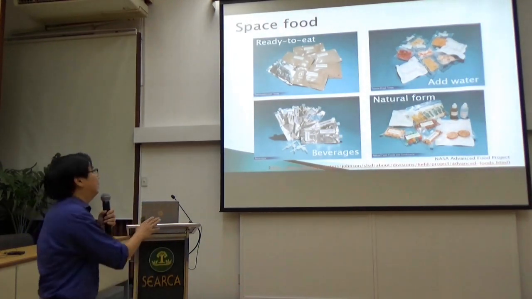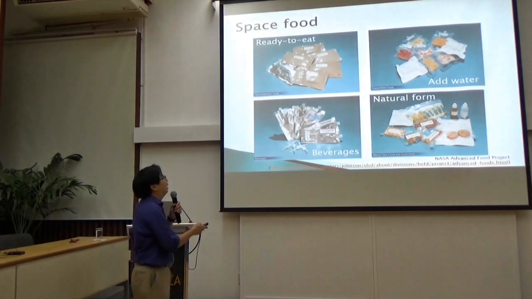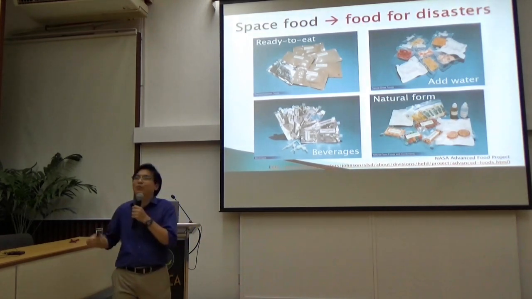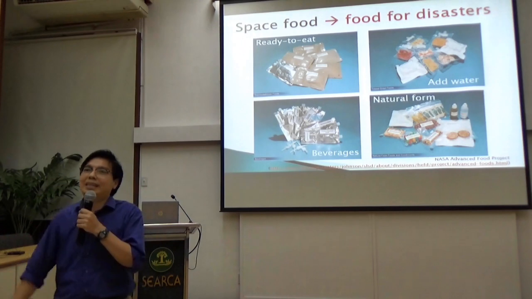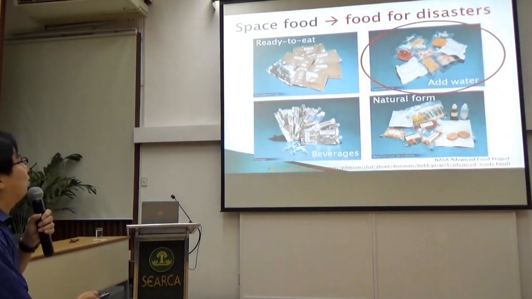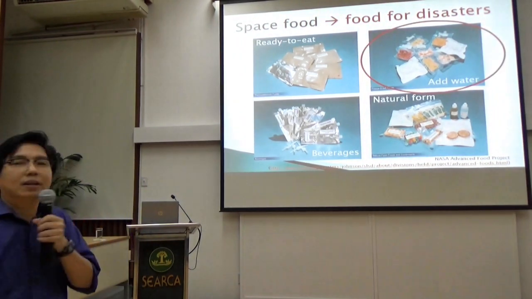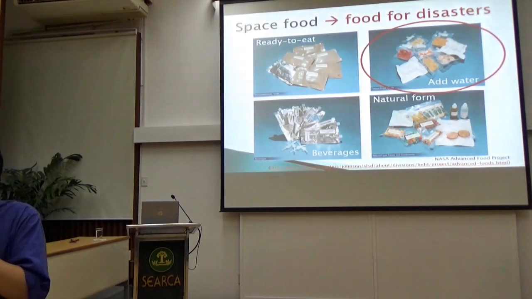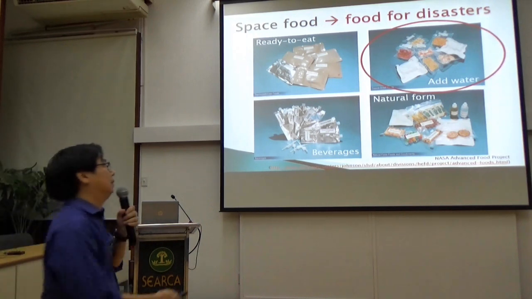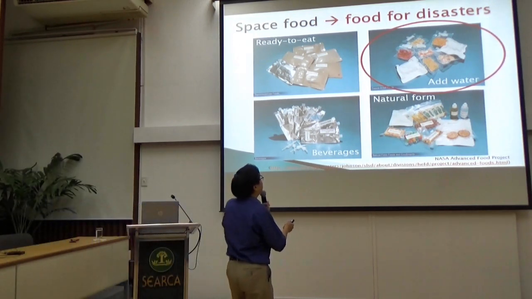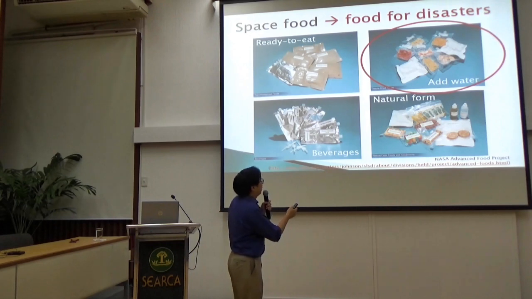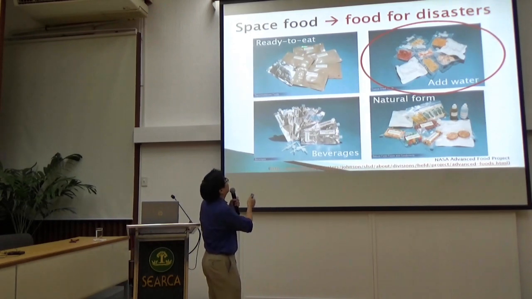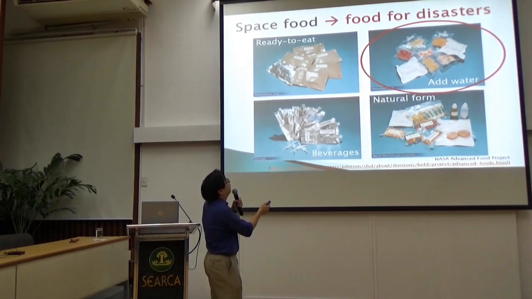This is the typical space food, no? Okay? Maybe we can change them to food for disasters. So that was the idea. Okay? And basically, we focus on this part, the add water. These are freeze-dried. But we're not going to use freeze-dried because freeze-dried is expensive. Okay? But basically, these are vegetables. So these, kasi dito, these are sterilized. So this is usually good for meat. Pero pag agricultural products, you don't sterilize it.